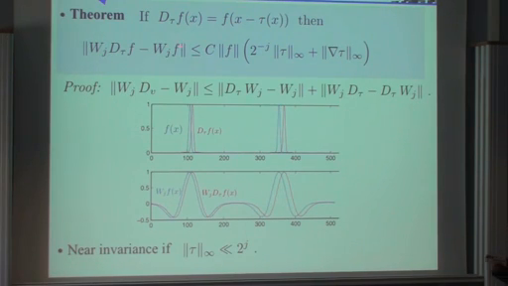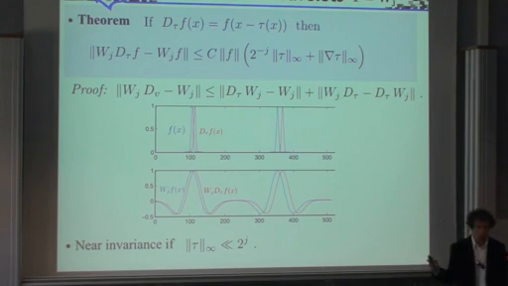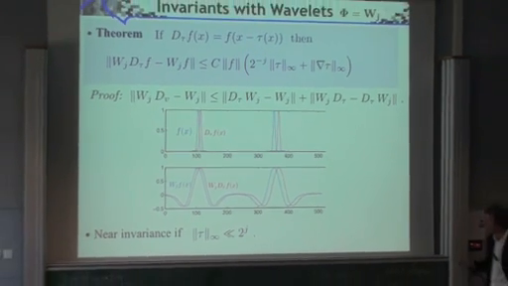Okay, the theorem that you can prove is that if your function is indeed deformed, if you look at the error between the wavelet transform and the wavelet transform of the deformed signal, then it behaves relatively well. The error has 2 terms. The first term is the relative distance, the maximum size of the translation relative to the scale. And the second term is what you would like to have, which is the gradient of the deformation.